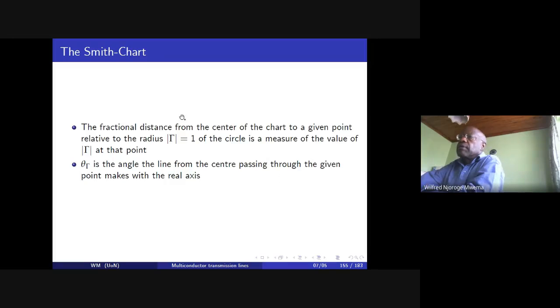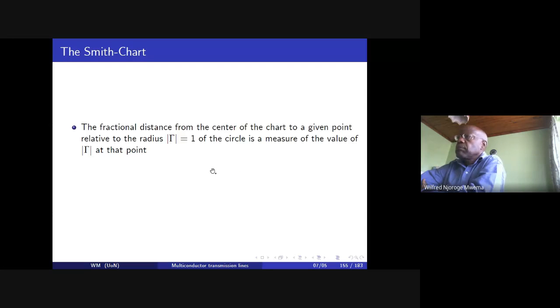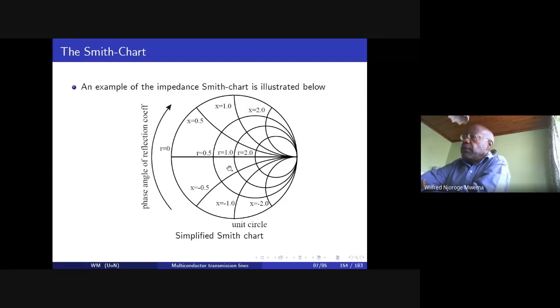So the theta gamma, that is the angle of the reflection coefficient, will be the angle that this line from the center, passing through that given point, makes with the real axis. That is, if we draw that line in this direction, then we measure the angle in that form. If we drew it like that, the angle would be that form. Or the negative part of it.